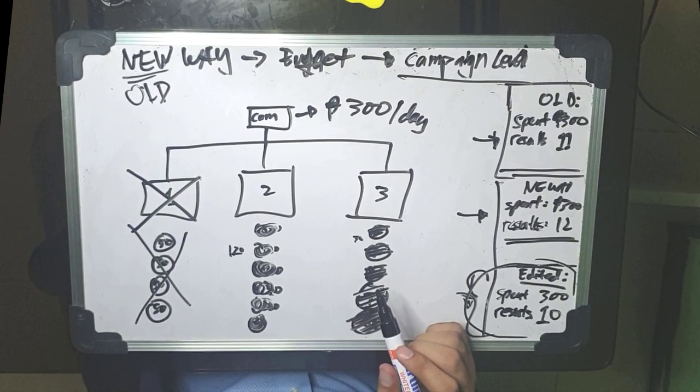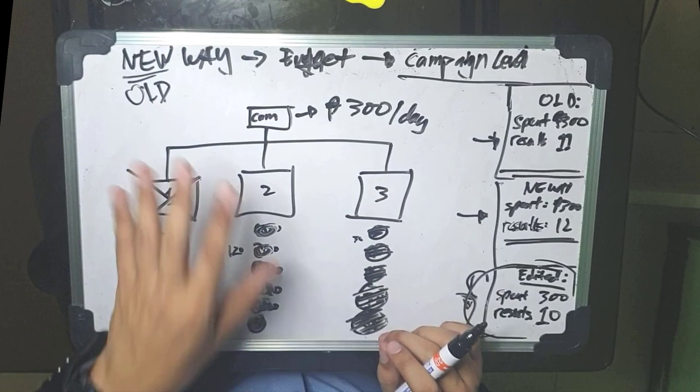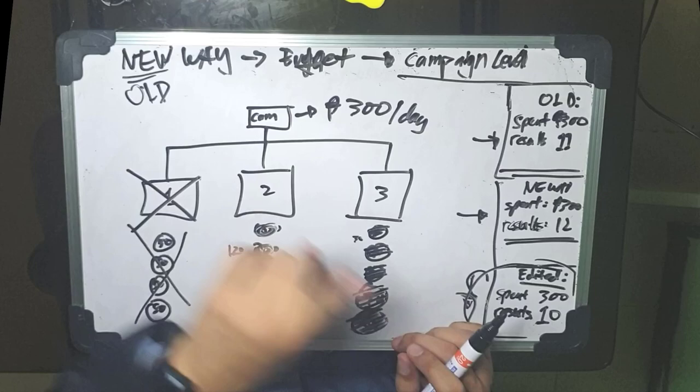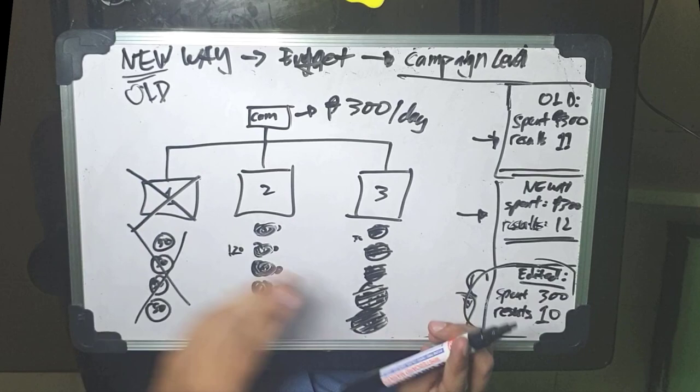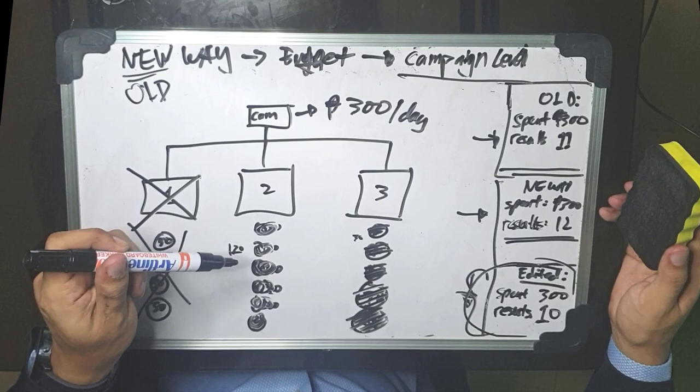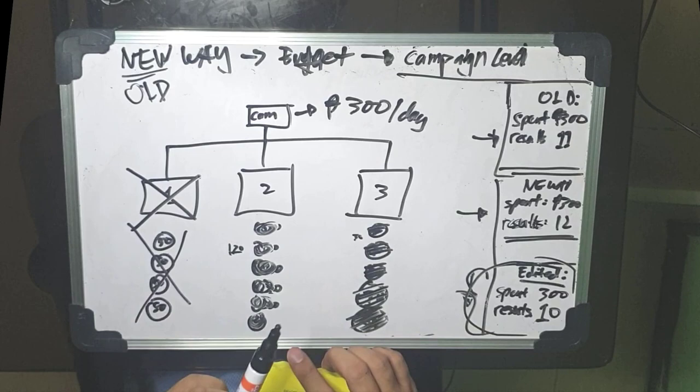Kasi nga, based sa pinakita ko sa inyo, Facebook does not distribute your budget depende kung sino yung mas maraming engagement. No, that is not the proper definition. Ang ginagawa kasi ng CBO, it distributes your budget depending on the cheaper opportunity available. Okay? So, ang common convention kasi natin or common understanding is, Facebook will spend your budget to the most engaging. No, that's not true. So, naintindihan na to?